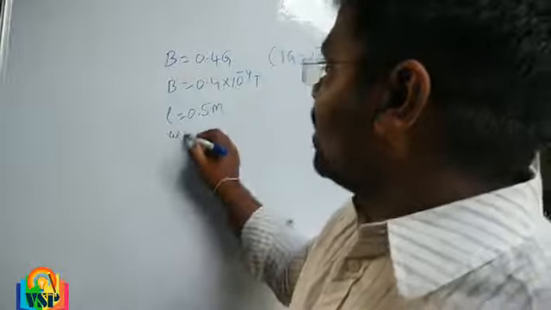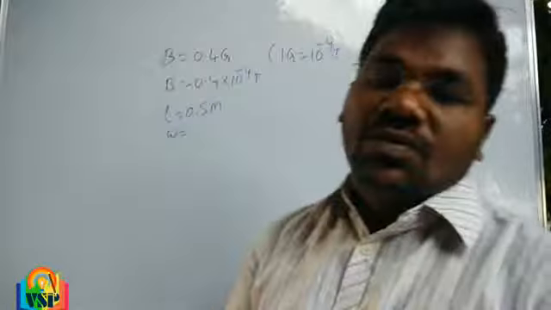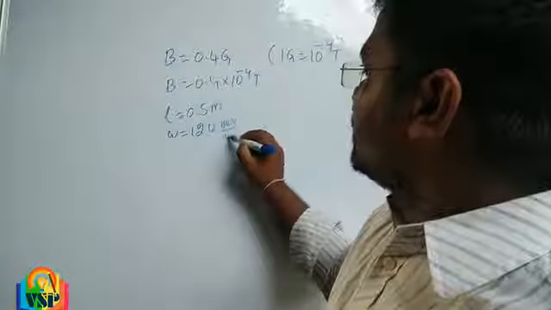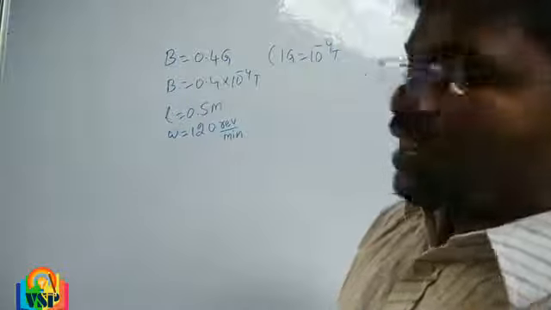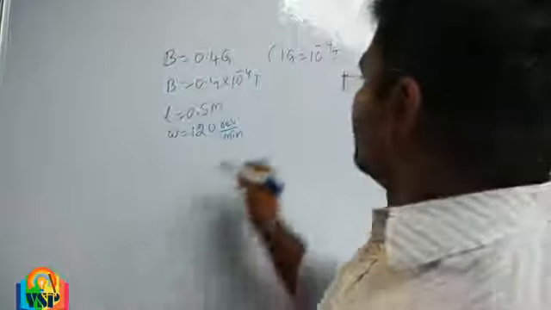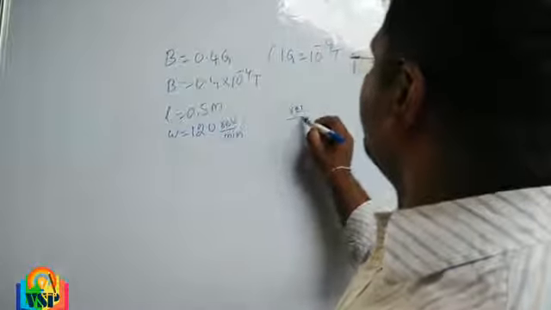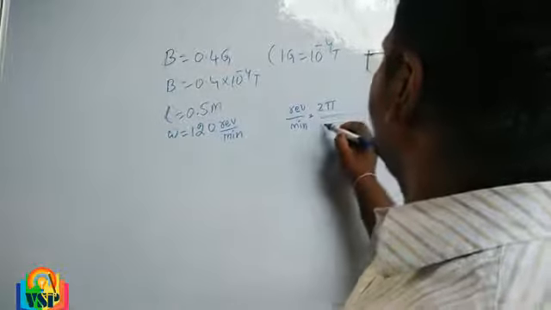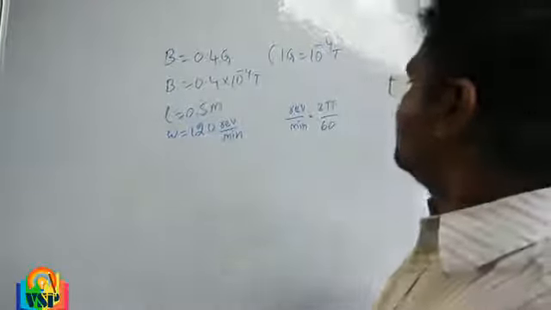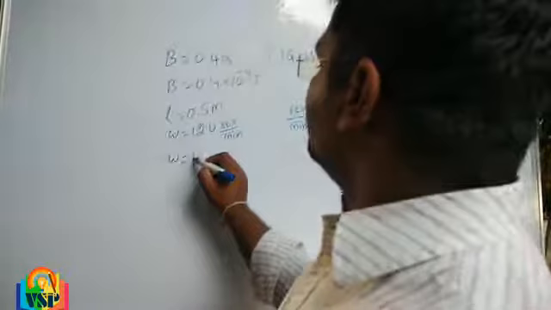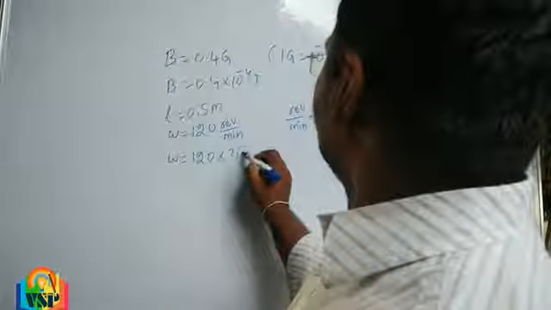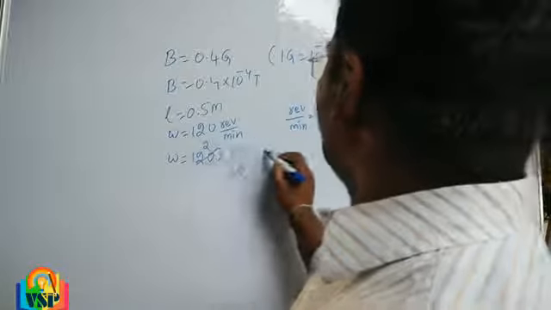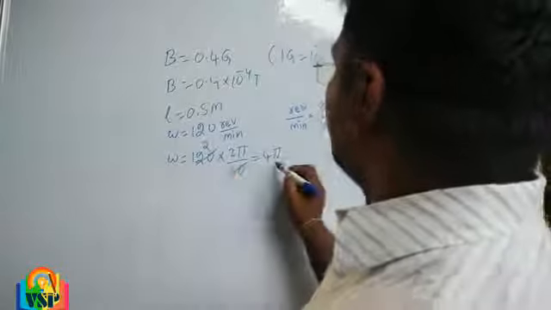Omega, angular frequency, they have given as 120 revolutions per minute. We know that 1 revolution means 2 pi radians, and a minute is 60 seconds. So rearranging this, omega is equal to 120 into 2 pi divided by 60. Understand? Omega is equal to 4 pi.